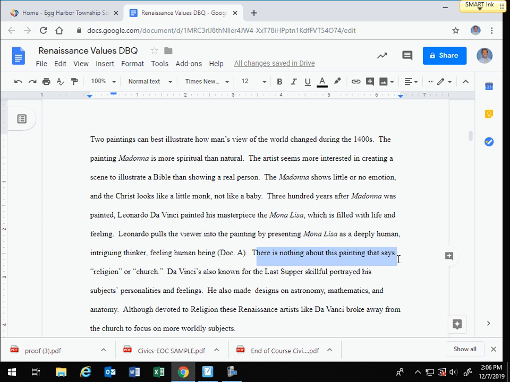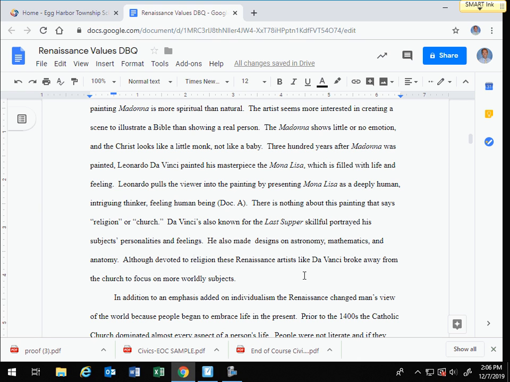There's nothing about this painting that says religion or church. I'm not really sure why the author of this DBQ put them in quotes, but they were emphasizing a point. Da Vinci, also known for The Last Supper, which, ladies and gentlemen, should be italicized because it's a painting, skillfully portrayed his subjects' personalities and feelings. He also made designs on astronomy, mathematics, and anatomy. Although devoted to religion, which does not need to be capitalized, these Renaissance artists like Da Vinci broke away from the church to focus on more worldly subjects.